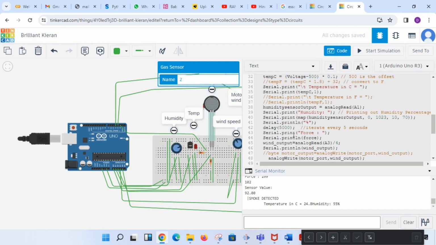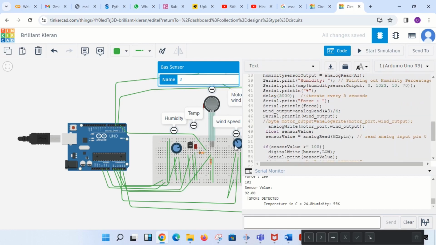Force data, you can also display directly, force equal to force data, in this way. And for the potentiometer, wind speed, you can also write the potentiometer data. Whatever data you are getting, A3 is storing the potentiometer data, and you are dividing it by 4 for turning on the motor. Whatever data you get, you have to pass through the motor for writing. Whatever the potentiometer data, I am dividing by 4, and the same data I use to turn on the motor.